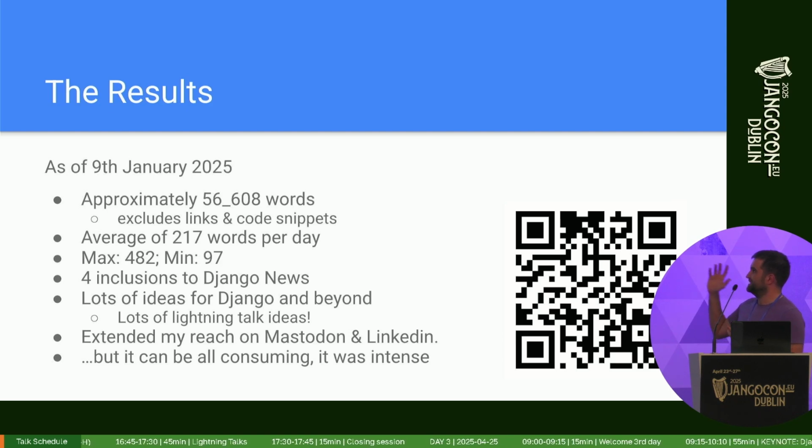And then the results. As of the 9th of January 2025, I had written approximately 56,608 words. I used a script to count it, dropping links and that kind of thing. It was an average of 217 words a day, maximum 482. One day I missed the mark basically by 3 words, at 97. I got 4 inclusions in Django News, which was a highlight. And then I had lots of ideas for the community. There's probably 100 lightning talks in what I wrote. And it just extended my reach.